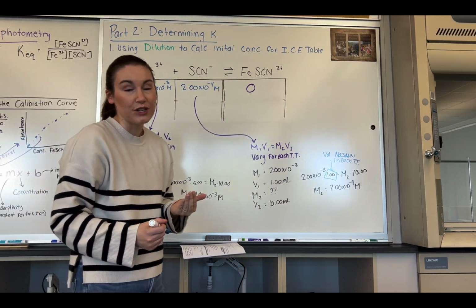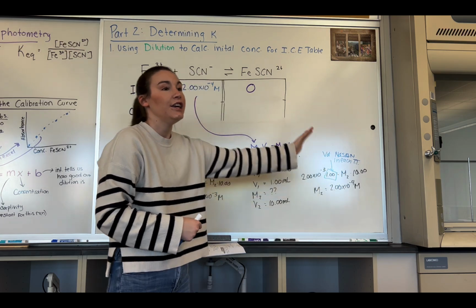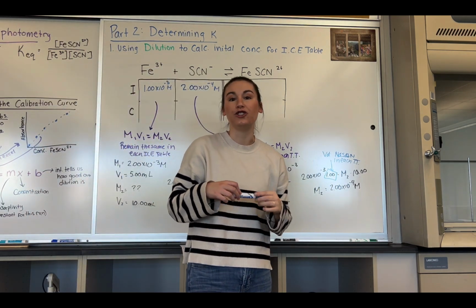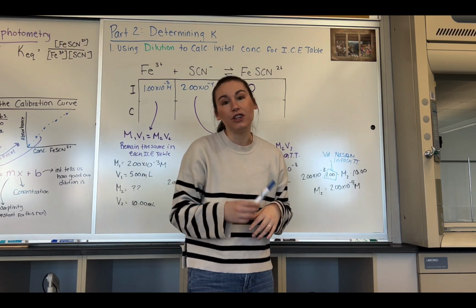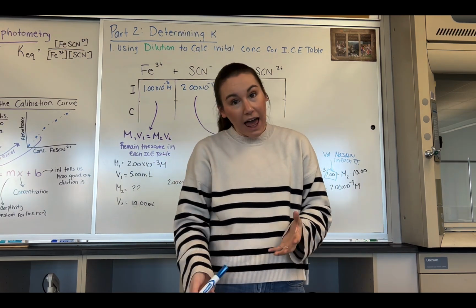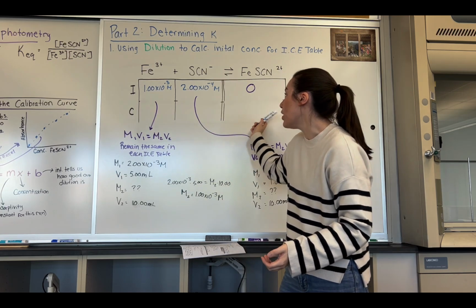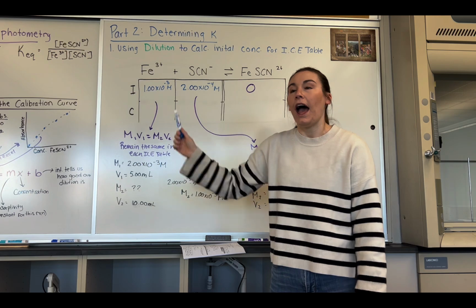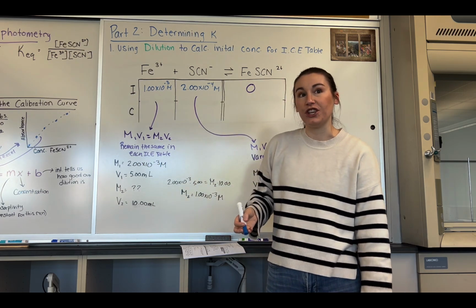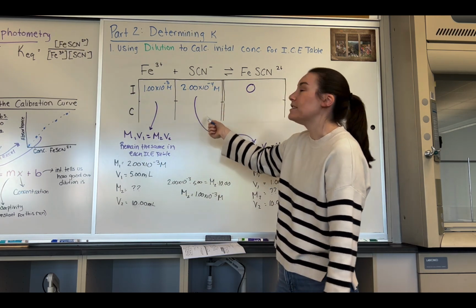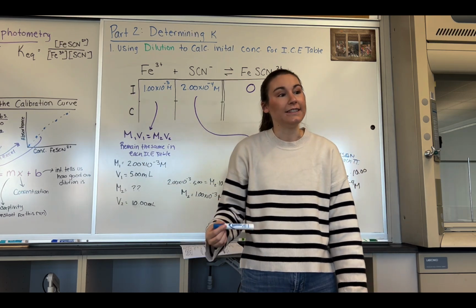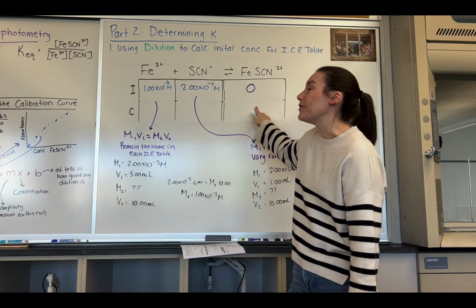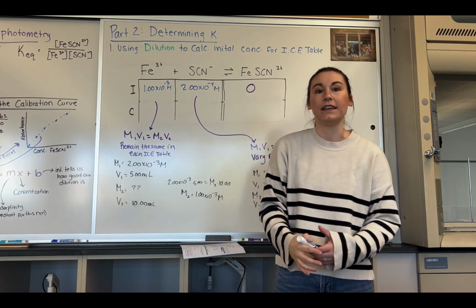The other part that's going to remain the same for all of our ice tables is going to be the C row, the change row. How much are each of these concentrations going to change relative to each other? Now, as you may have learned in class, the way that we can get the C row, the change row, is by looking at our balanced chemical reaction. Everything in this reaction is a 1-to-1 ratio. So as iron decreases, the thiocyanate is going to decrease within the same ratio. And because those are decreasing within the same ratio, the iron thiocyanate is going to increase within the same ratio.